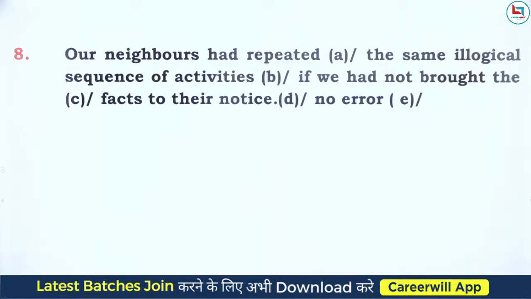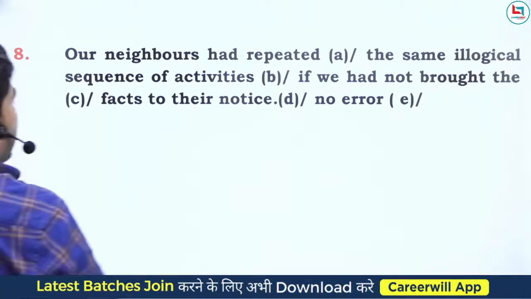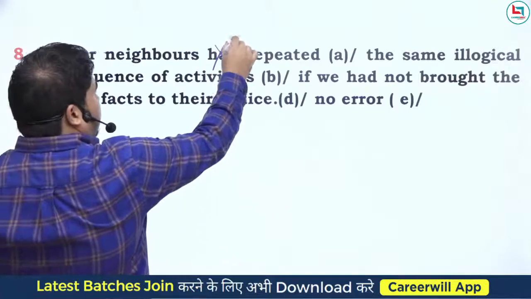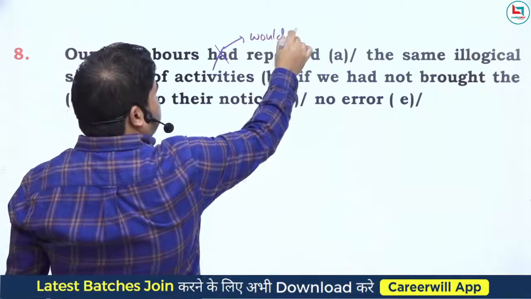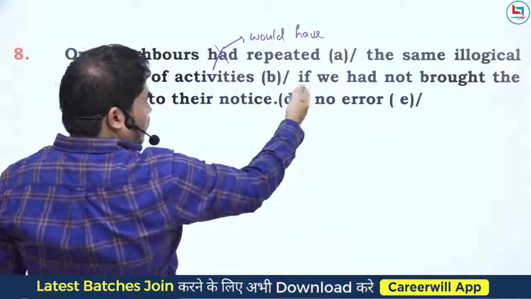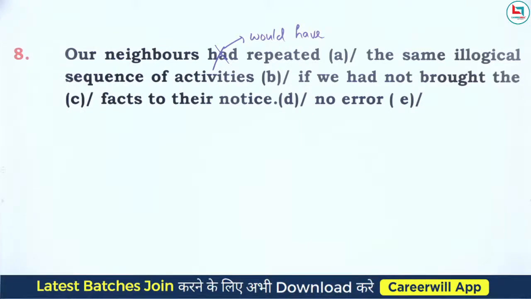Our neighbors had repeated the same illogical sequence of activities if we had not brought the facts to their notice. Our neighbors had repeated. This is the main clause, and the main clause will not have had, it will have would have, right? So this had will be replaced by would have. Swapping of clauses is absolutely evident. You know, it's not mandatory that the sentence will always start with if.